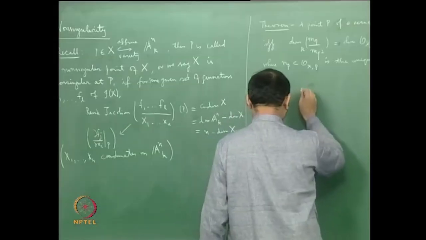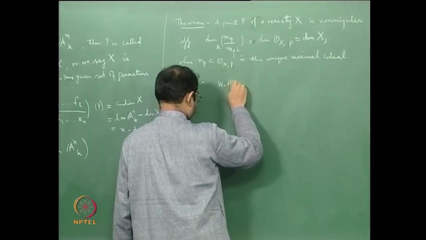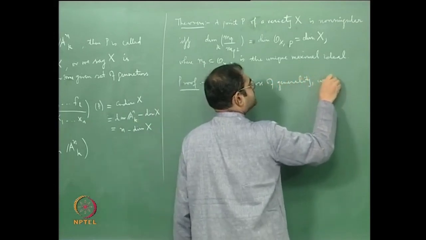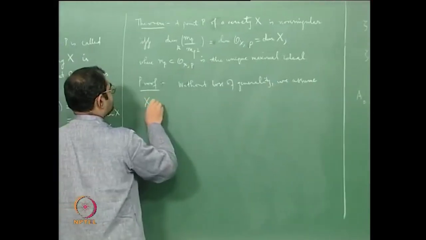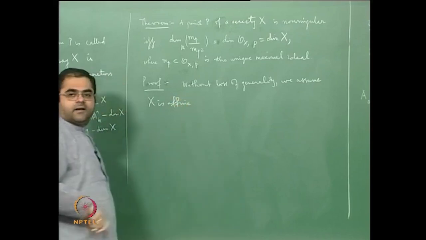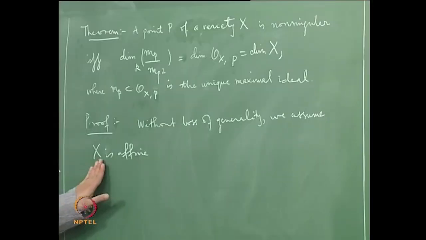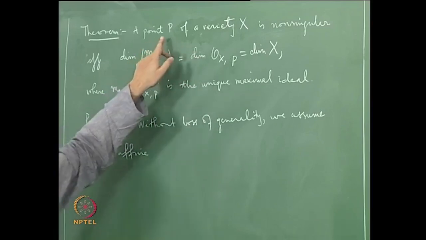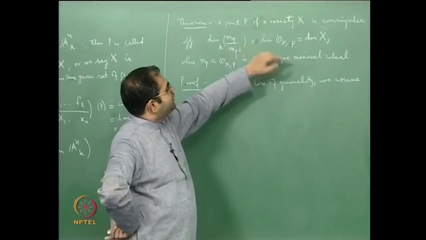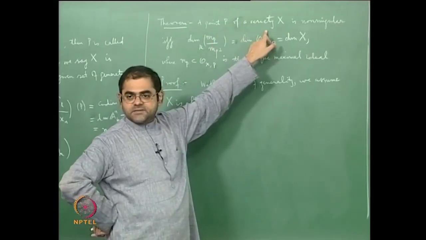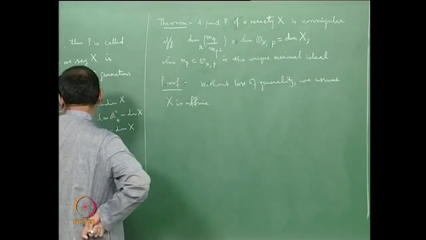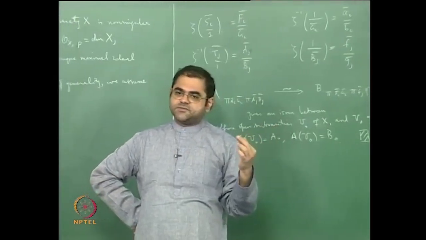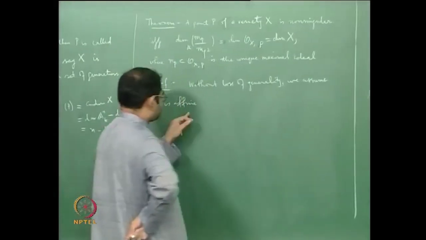So let us do the following thing. Without loss of generality, we assume X is affine. Why is this correct? This is correct because my definition of non-singularity is: a point P of a variety is called non-singular if it is non-singular as a point of an open subset which is affine, because I have defined non-singularity only for a point of an affine variety, and any variety can be covered by open subsets which are affine varieties. So without loss of generality I can assume that X is affine.